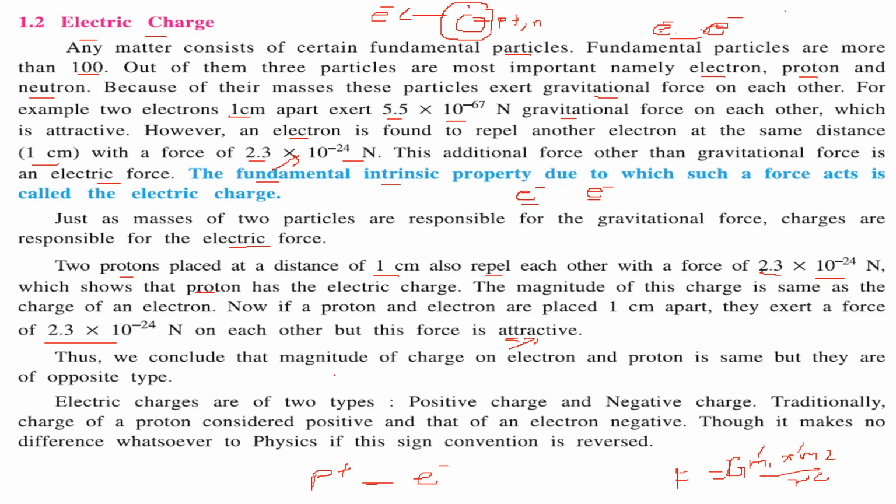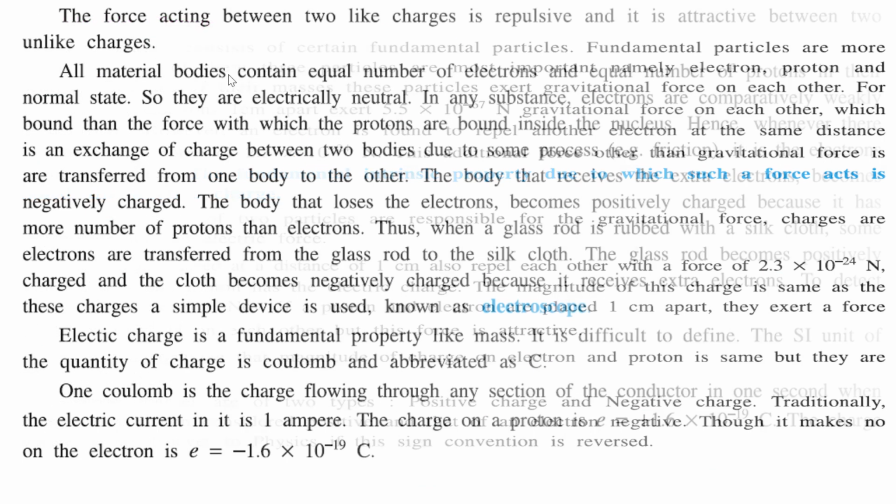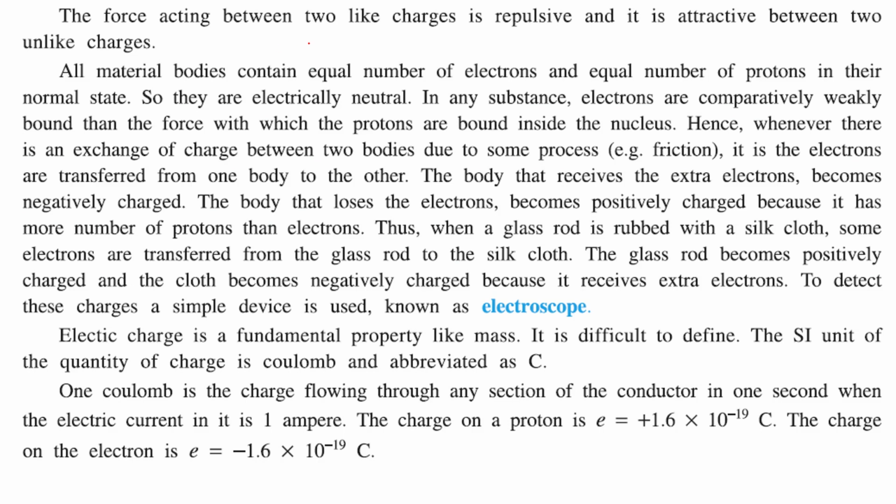So what we conclude here is that the magnitude of charge on electron and proton is the same, but they are opposite. That is why I am putting plus here and negative here. So electric charges are of 2 types, positive charge and negative charge. Traditionally we have considered the proton as positive and the electron as negative. It makes no difference, but we'll follow this convention for our next discussions. The force acting between two like charges, like proton and proton, is repulsive. Electron and electron, repulsive. But a proton and an electron are attractive.